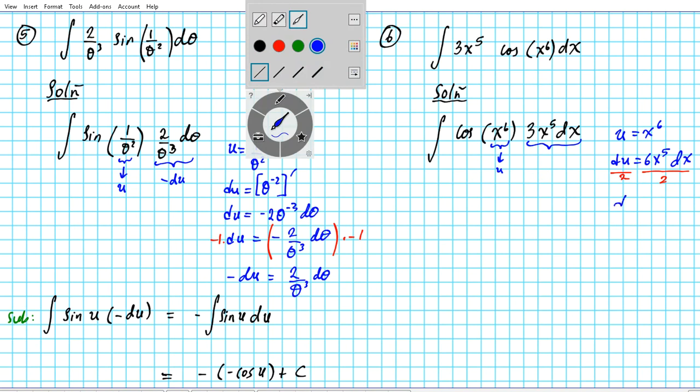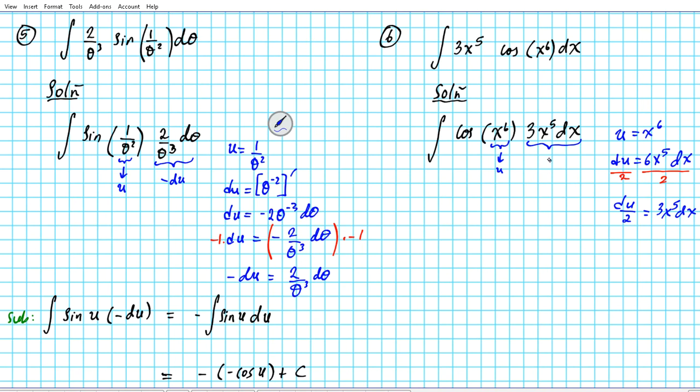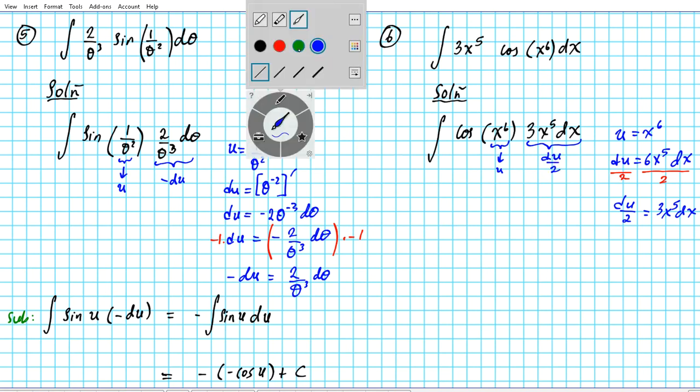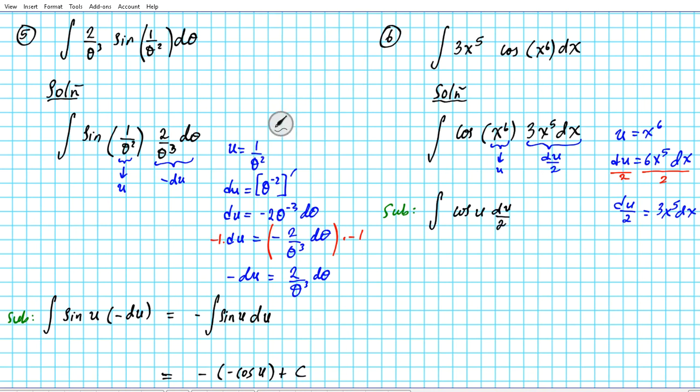Du over 2 is 3x to the fifth dx. Perfect. That's exactly what we want. That's a perfect match. So this part right here is du divided by 2. Now we're going to proceed to the substitution and integration step. Alright, so let's substitute. When we substitute, this integral becomes the integral of cosine u, and this whole piece right here becomes du over 2.